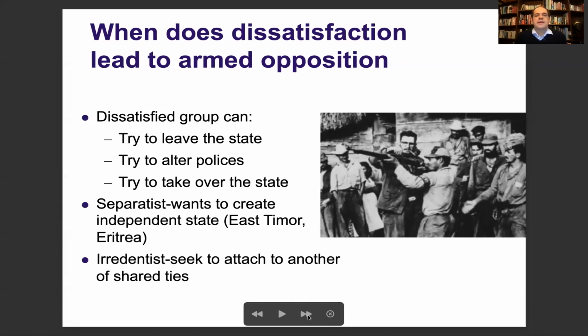In terms of separatist movements, where the aim is to create an independent state, this can be seen in several places as well, sometimes successful, sometimes not successful. East Timor would be an example for this, but also, of course, Eritrea. The creation of Eritrea in recent years can be seen in this way.